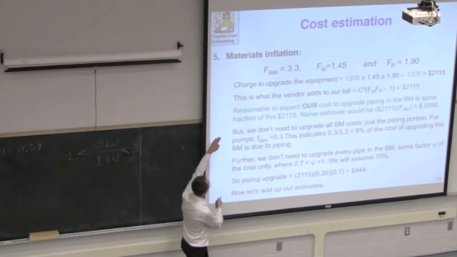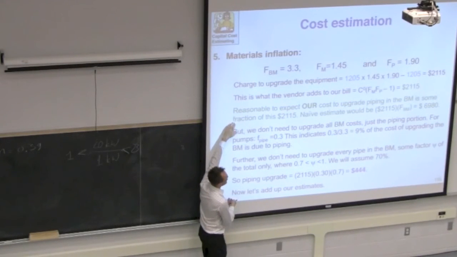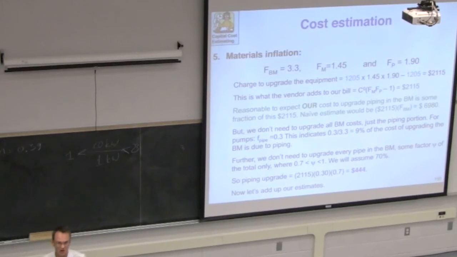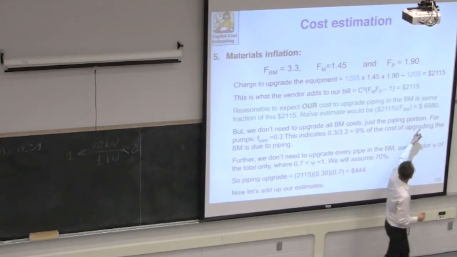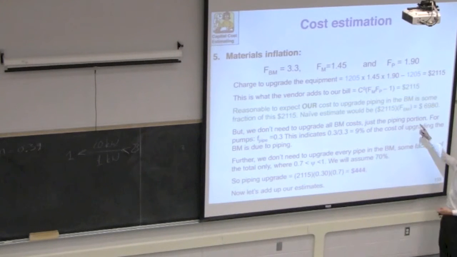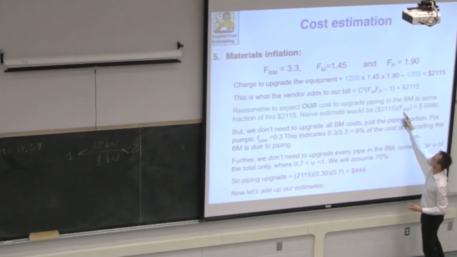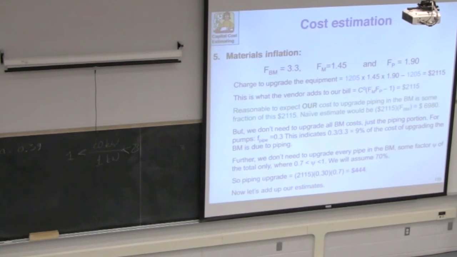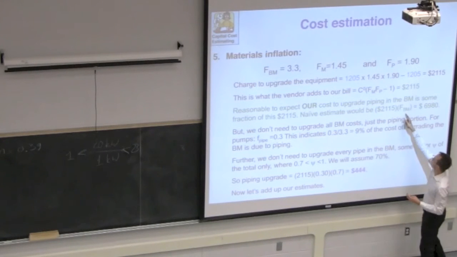This next step here, from the green all the way down, is one step. And this is now to estimate the additional cost on our end for the piping. What you could naively assume is if you took the vendor's price, 2115, that's their cost of upgrading the unit, and multiplied that by the bare module factor, you'd think it would cost us an additional $6,980 to get that unit installed. But that's a vast overestimate, because the bare module factor includes much more than just the piping. It includes all those other services that we mentioned earlier. None of those change because we're putting in a more expensive pump. So we shouldn't multiply by such a large factor.